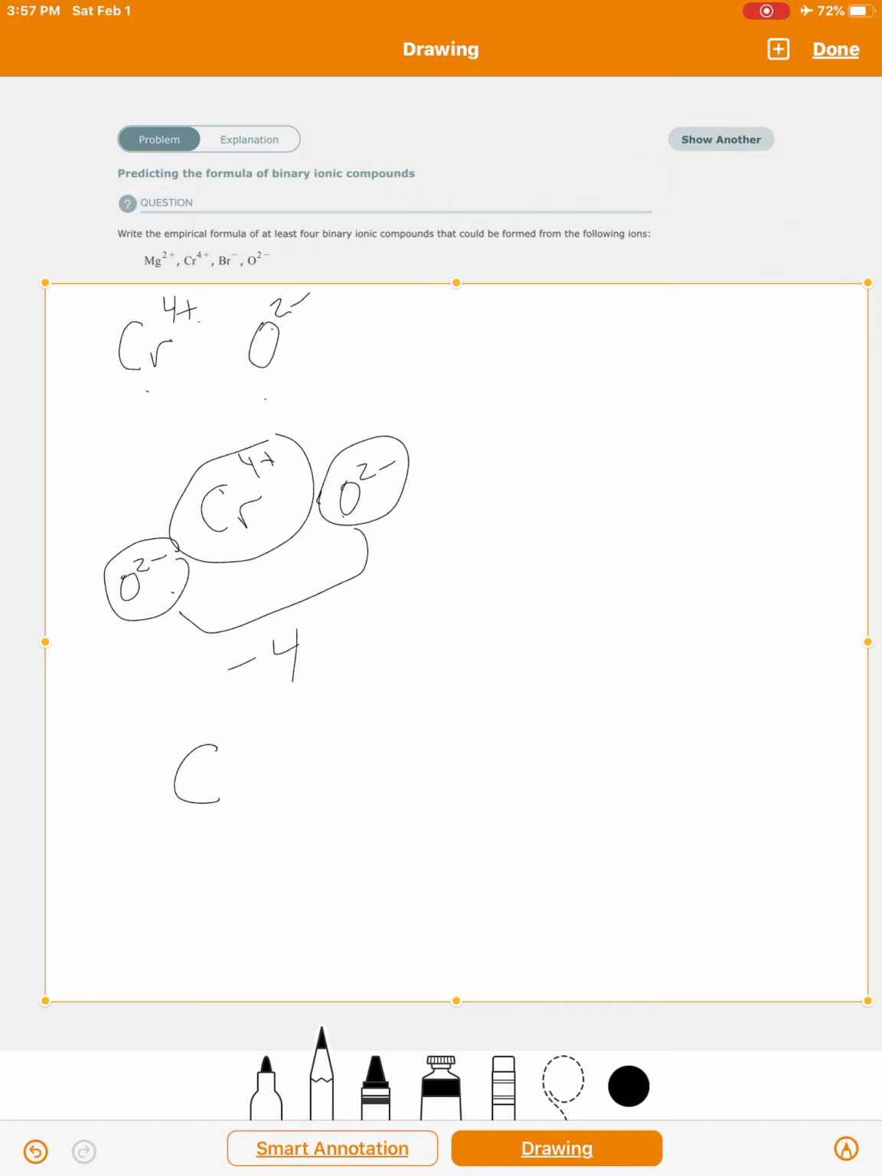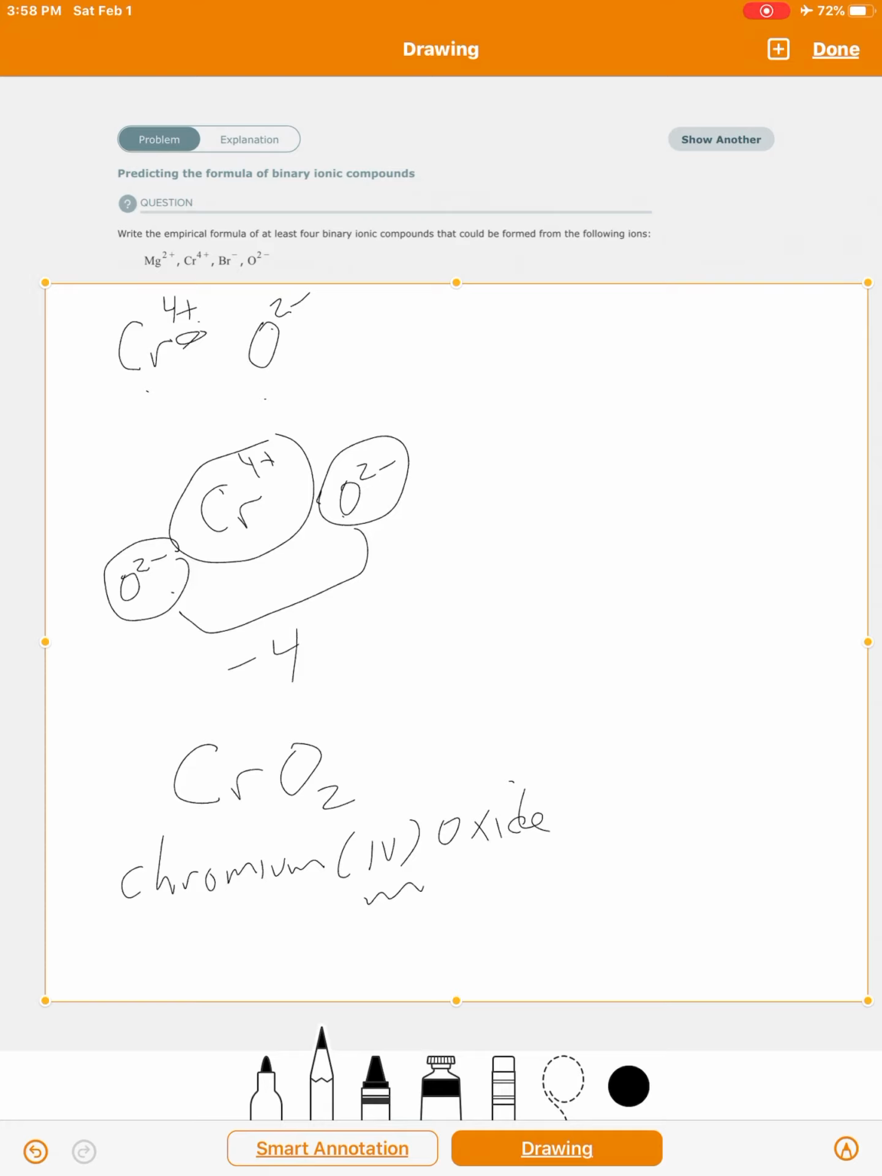So 1 chromium, 2 oxides. And this 2 is not the charge of the oxide, it's the number of oxide ions to make this very simple formula. So CrO2, and the name of this would be chromium(IV). Again, the 4 is the charge of the ion which we were given in this problem, and then oxide. You name the nonmetal, change the ending to -ide. So chromium(IV) oxide would be the name of this compound. Transition metals have the Roman numeral system there.